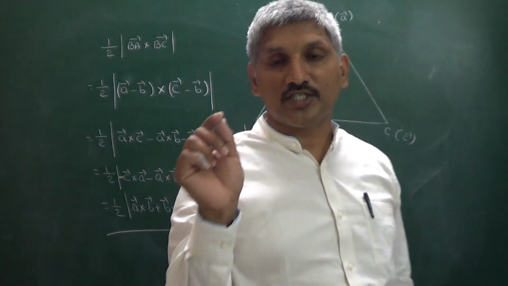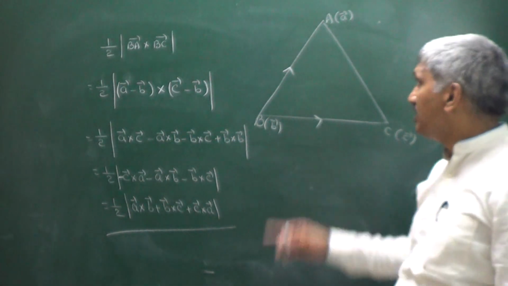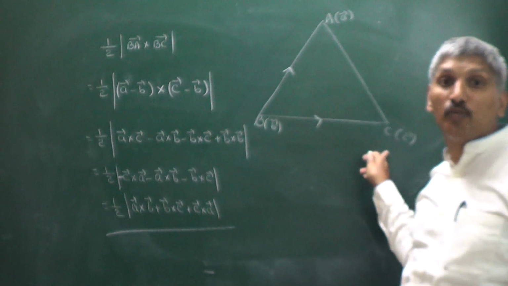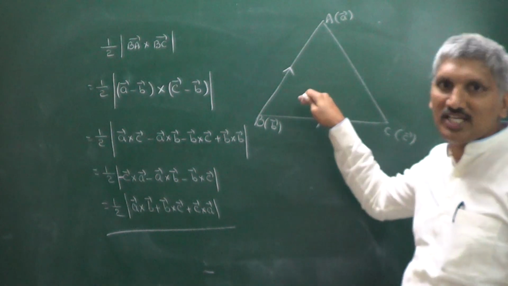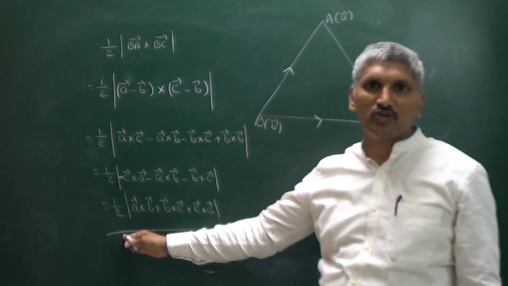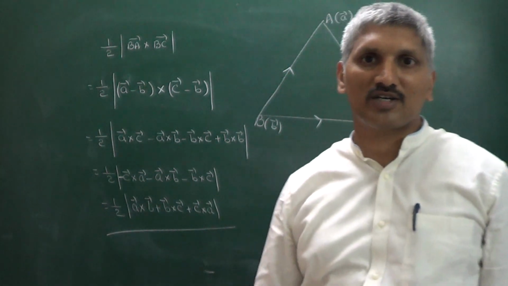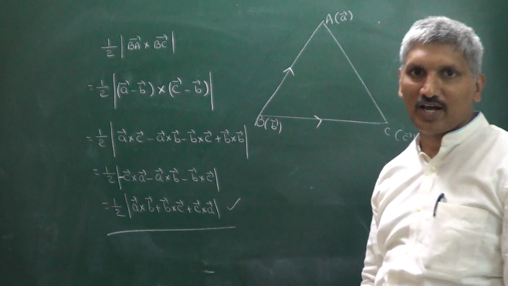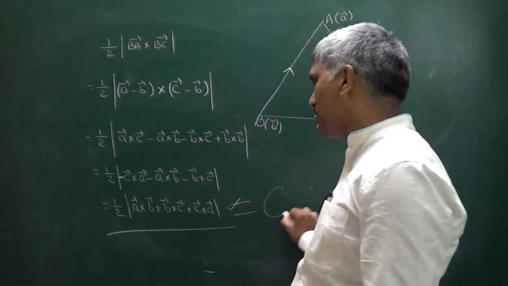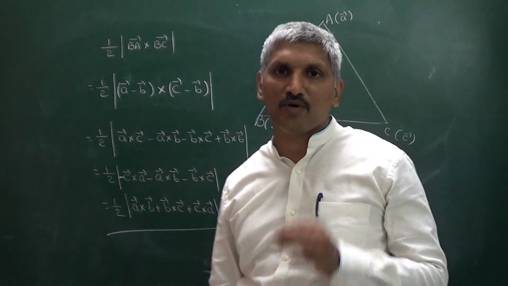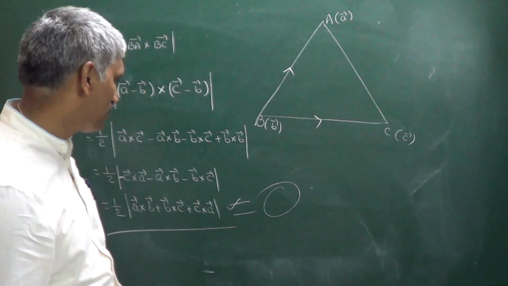A bar, B bar, C bar are the position vectors of the vertices of a triangle ABC. Then its area is given by half into magnitude of A bar cross B bar plus B bar cross C bar plus C bar cross A bar. That is the area of a triangle. If these 3 points are collinear, then this value becomes 0. That means magnitude of A bar cross B bar plus B bar cross C bar plus C bar cross A bar is equal to 0.